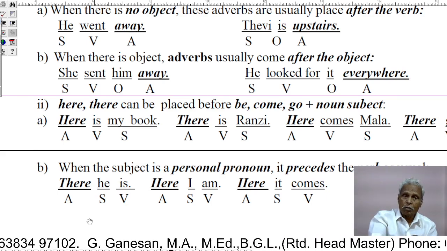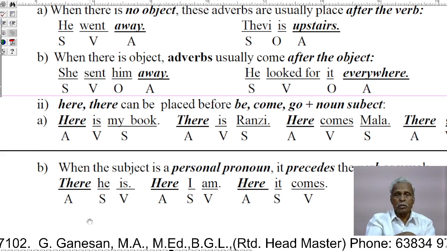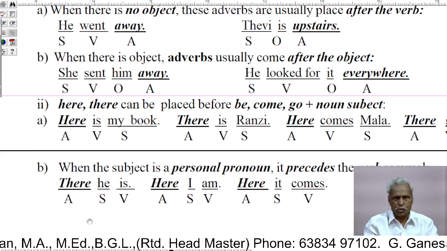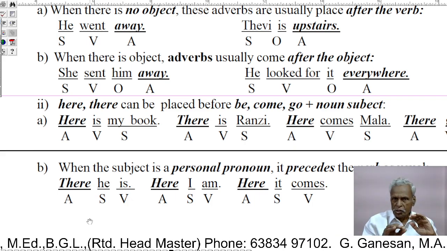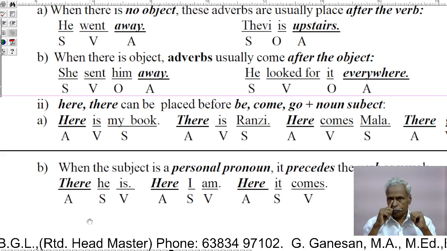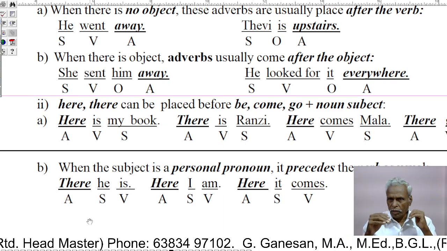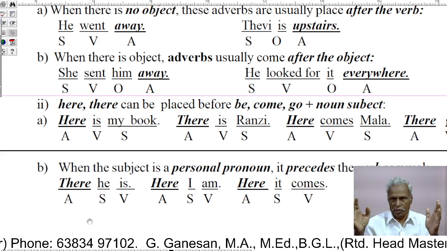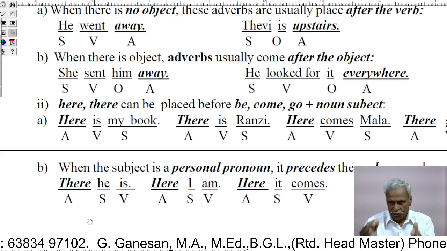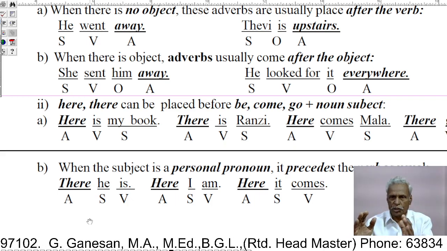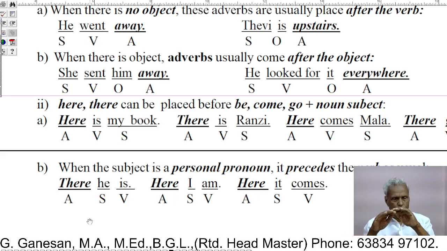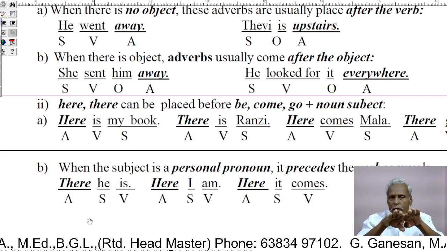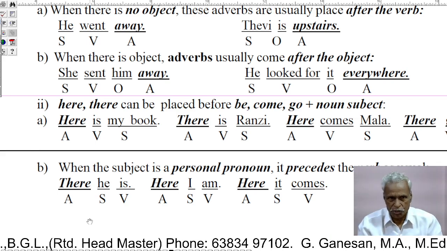When there is an object, the adverb of place is normally placed after the object. Say, she sent him away. He looked for it everywhere. Him is the object, away follows. Looked for it, it is the object, everywhere follows. In both these examples, the adverb of place has been placed after the object.